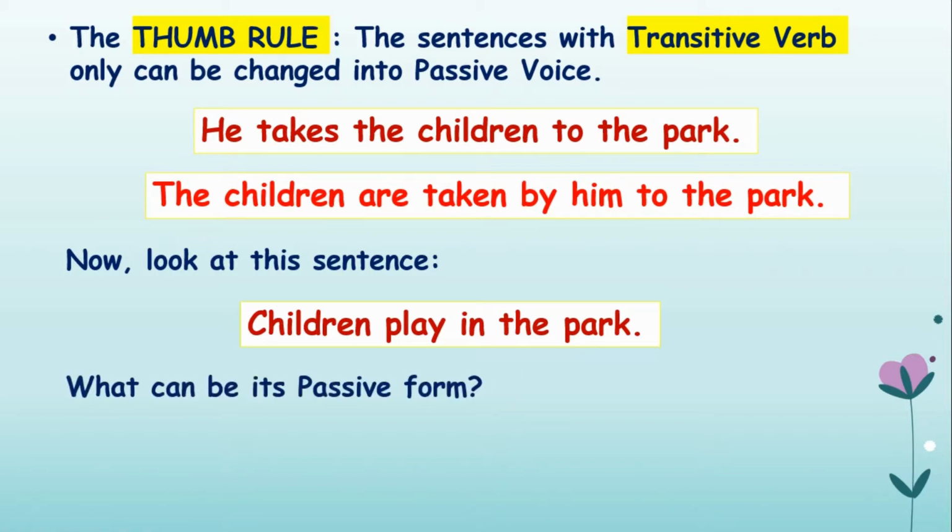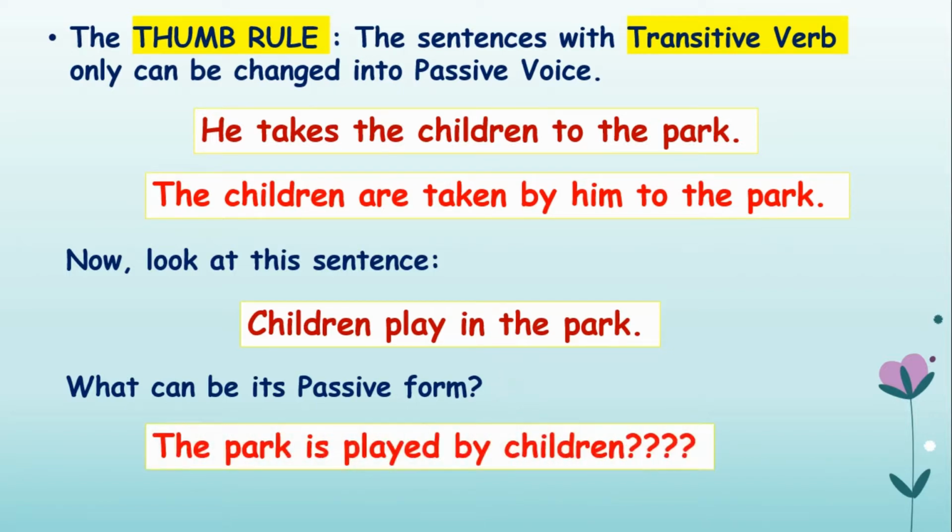Okay, so what can be its passive form? Is it possible to convert this sentence into passive form? Let us see what happens if we try. The park is played by children. Oh my God, how ridiculous it is. The park is played by children. Ridiculous, isn't it? So, the thumb rule is that only sentences with a transitive verb can be changed into passive voice.